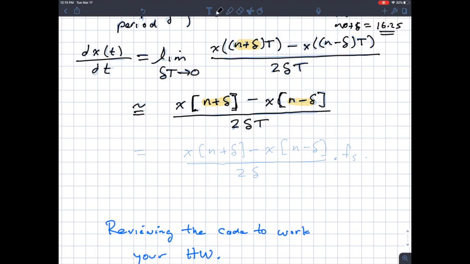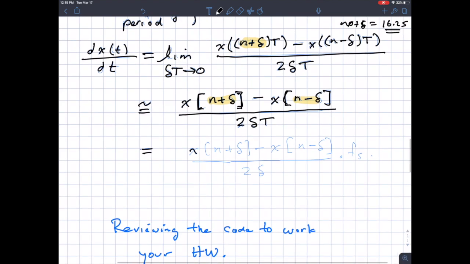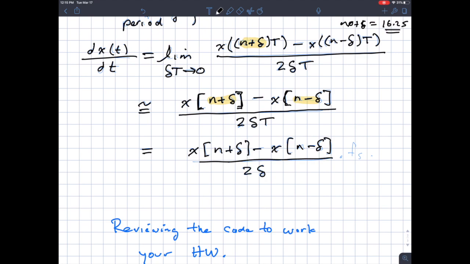That's where we use the interpolation step. So from here I can just rewrite this a little bit: x of n plus delta minus x of n minus delta, divided by 2 delta, and T in the denominator is the same thing as having fs in the numerator. So we scale this by fs to get an approximation of the derivative.